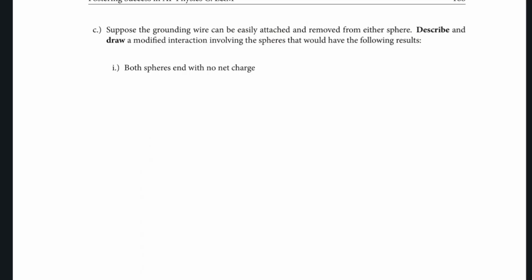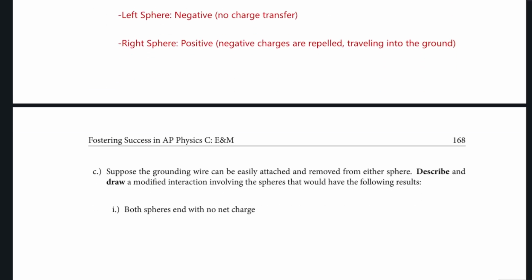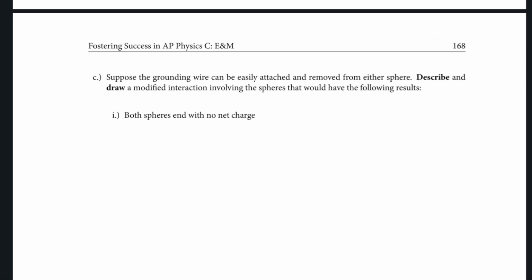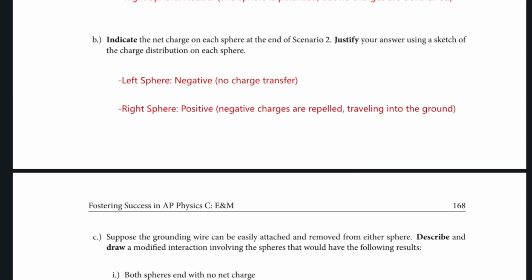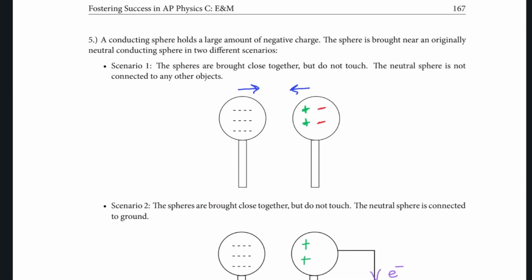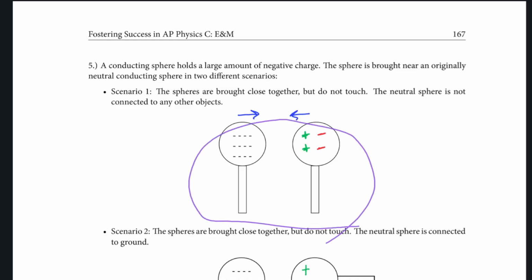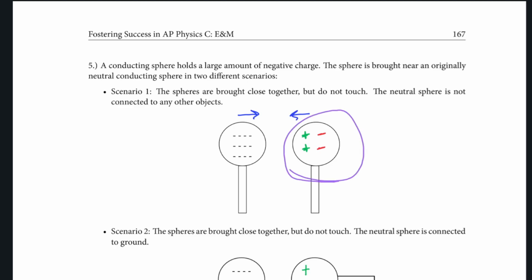Now suppose we can move the grounding wire, move the spheres, do anything we want. We're going to look at modified ways to get the spheres to end with each of the following results. The first case wants us to get both spheres to end with no net charge. If we wanted to end the scenario with no net charge, maybe let's start from this case because this is what we know is happening at the start. If I want both spheres to become uncharged, I should just ground one or both spheres. It's really the left sphere that needs to be grounded because the right sphere is already neutral.